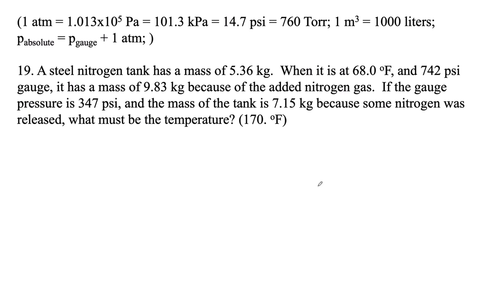A steel nitrogen tank has a mass of 5.36. So this is the tare. When it's at 68 degrees Fahrenheit and 742 psi gauge, we'll have to use absolute pressure, right? It has a mass of 9.83 kilograms because of the added nitrogen gas. If the gauge pressure is 347 psi and the mass of the tank is 7.15 because some nitrogen gas was released, what is its new temperature?